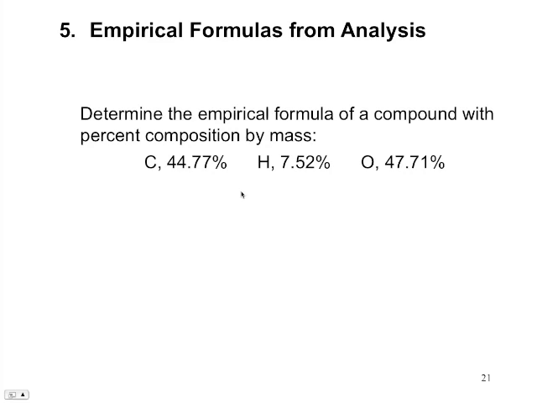And a convenient place to start, since our mass ratio information is already expressed in percent or parts per hundred, is that if we assume we've got 100 grams of compound and we decomposed all of it, we would get 44.77 grams of carbon, 7.52 grams of hydrogen, and 47.71 grams of oxygen. So that, assuming 100 grams of compound, makes this a very convenient place to start our calculation.